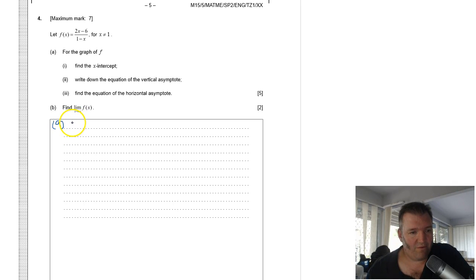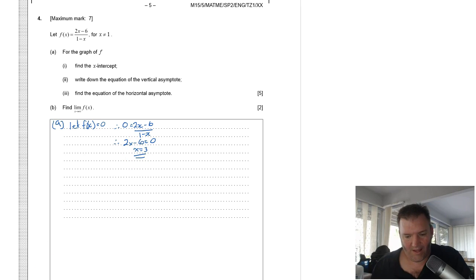So if I want to find the value of the x-intercept, I let f of x, the y value, equal 0. You always let y equal 0 to find an x-intercept. So I'm going to have 0 equals (2x − 6) over (1 − x). Multiplying through by 1 − x, or just knowing that for a fraction to equal 0, the numerator has to be 0, that's the same as saying 2x − 6 equals 0, x equals 3.